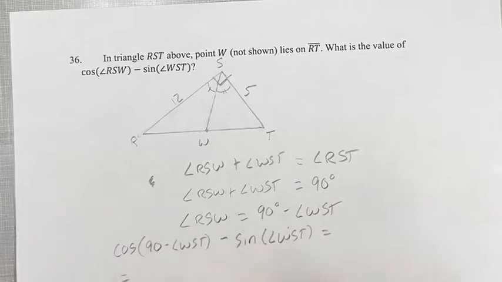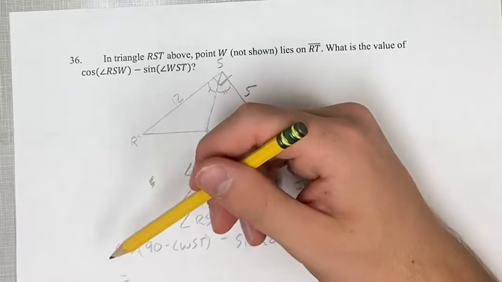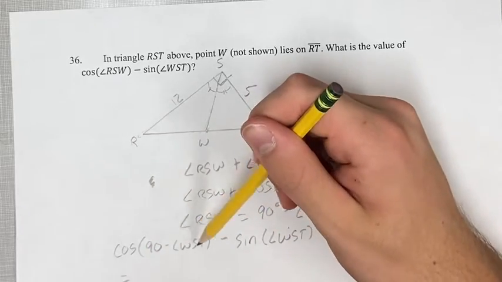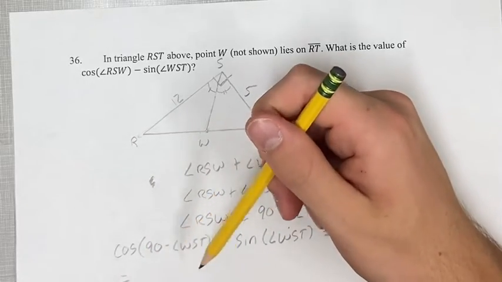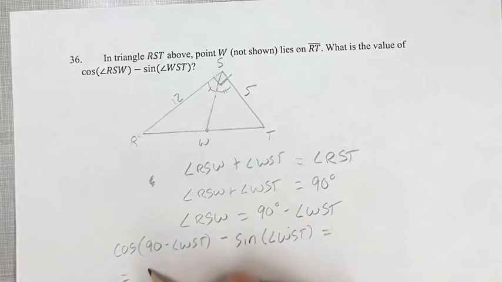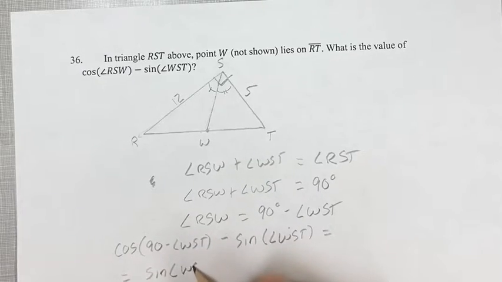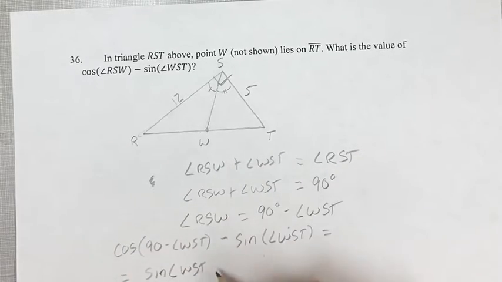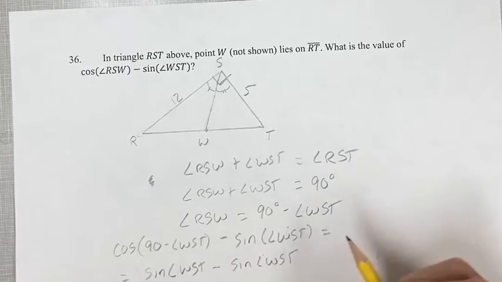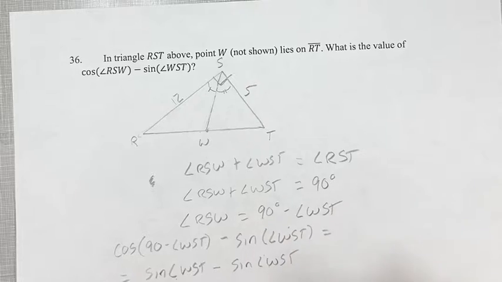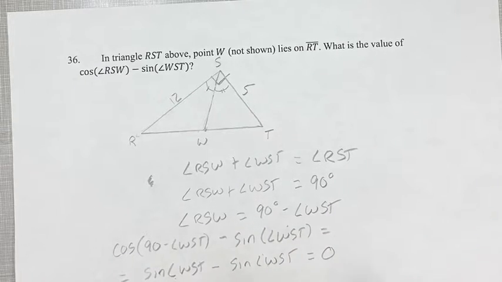What is this equal to? Well, the cosine of 90 minus an angle is equal to the sine of that angle. So this is equal to the sine of angle WST. I'll show why that's the case in a second. This is minus sine of angle WST. Sine of WST minus the sine of WST is 0, because you're just taking something and subtracting itself.